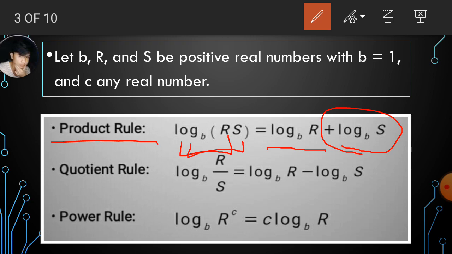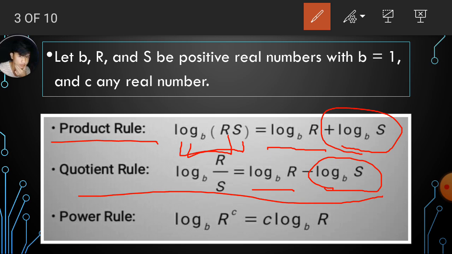So next, we have the quotient rule of logarithm. For example, log base b of r over s equals log base b of r minus log base b of s. So log base b of r equals log base b of r, and log base b of s equals log base b of s. So that is the quotient rule of logarithm. So in the product rule, positive sign; in the quotient rule, the negative sign. So all you need to do is to remember that sign.